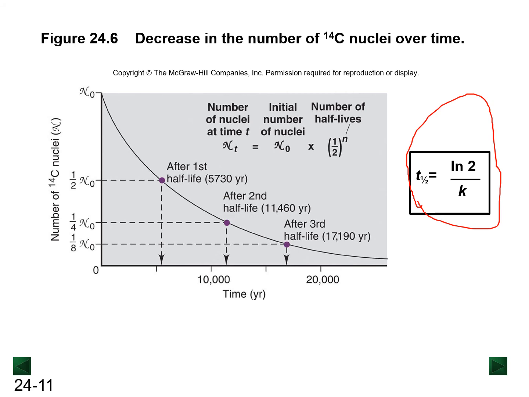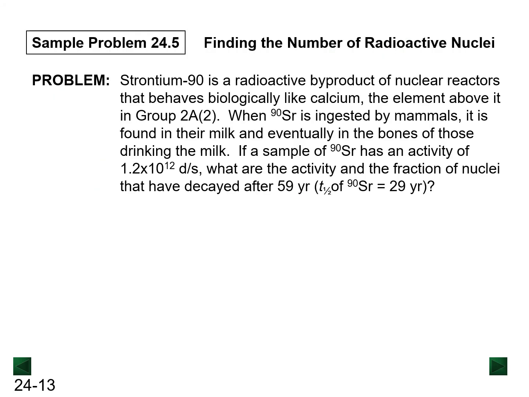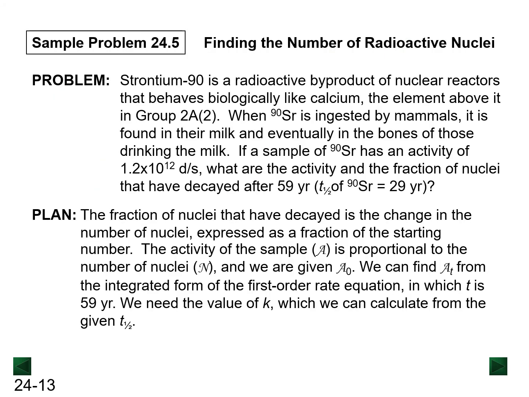This half-life is inversely related to the decay constant, where a large k means a short half-life and a small k means a long half-life. And as we can see here from the graph, the number of nuclei remaining is halved after each half-life. As we can see here, the decay constants and the half-lives of many radioactive nuclei vary over a wide range.